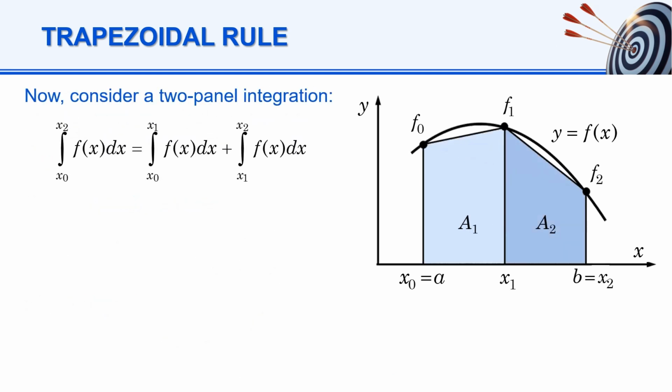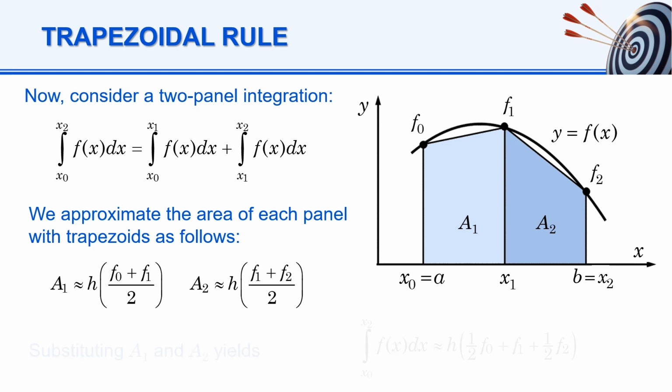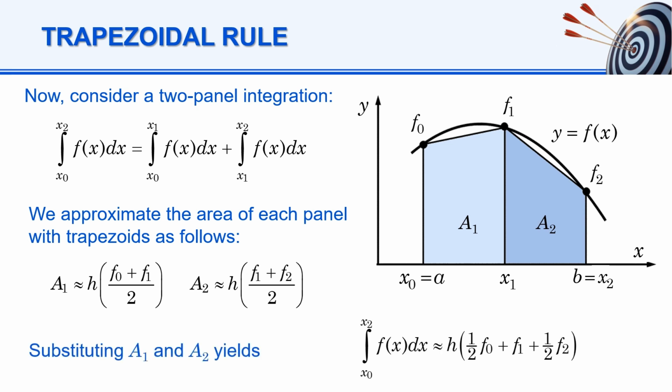Now, consider a two-panel integration. We approximate the area of each panel with trapezoids as follows. Substituting A1 and A2 yields the following simplified expression. Here, notice that the size of the area between the curve and the lines, which corresponds to the approximation error, decreases by increasing the number of panels.